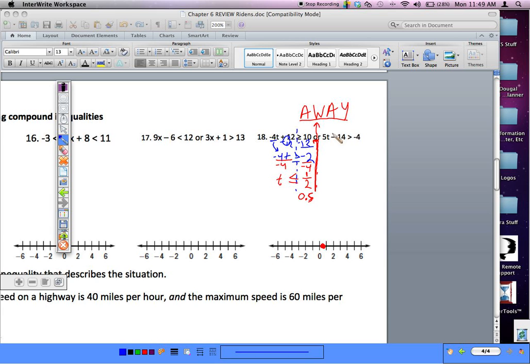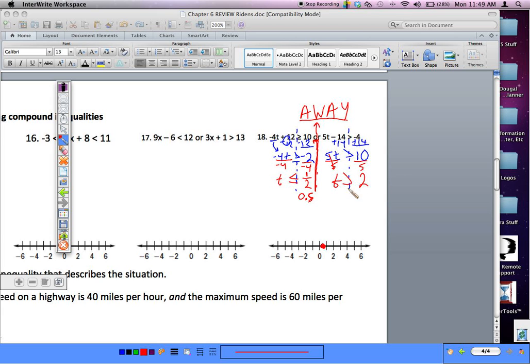So let's take a look at our other situation. 5t minus 14 is greater than negative 4. How do I get rid of that 14? Plus 14. What I do to one side, I also do to the other. So now I have 5t is greater than negative 4 plus 14, positive 10. And how do I finish solving? Divide the 5, divide the 5. T is greater than 10 divided by 5 is 2.